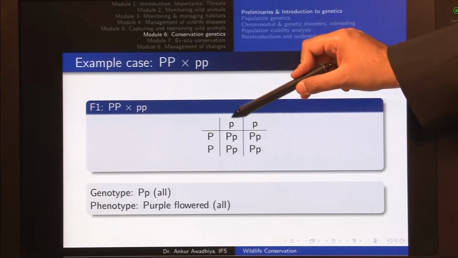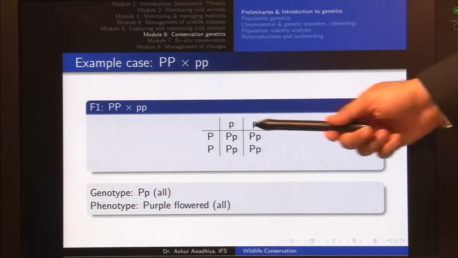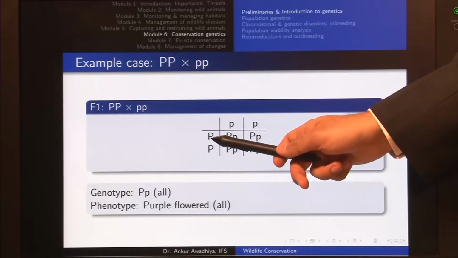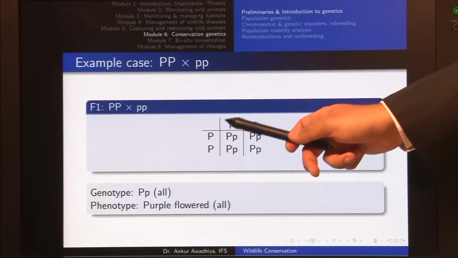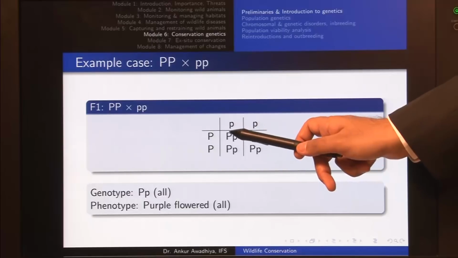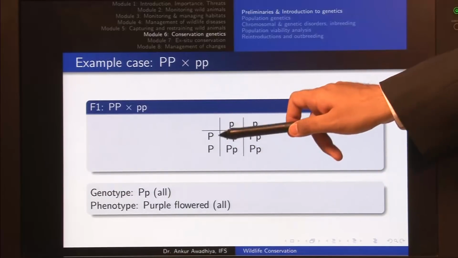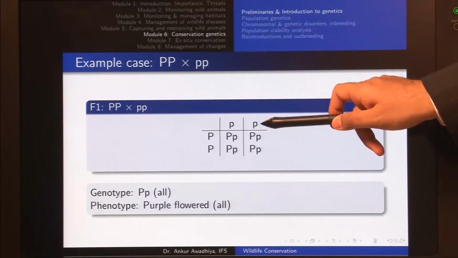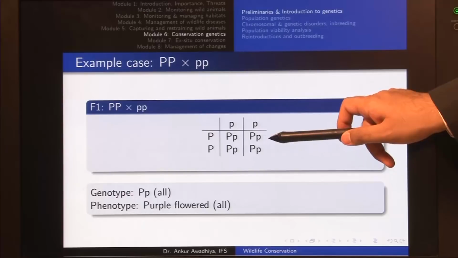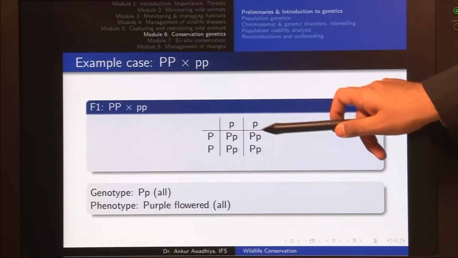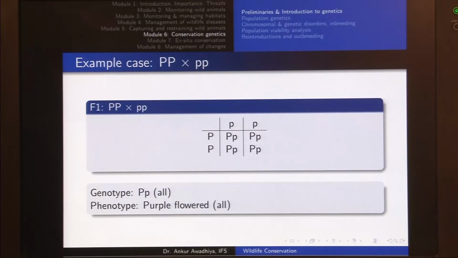So when both of these gametes come together, we have an individual which will be getting a capital P from the father and a small p from the mother. In this case, this individual becomes capital P small p. Similarly, this individual also gets a capital P from the father and a small p from the mother, so it is capital P small p. Similarly, all the other individuals are also capital P small p.